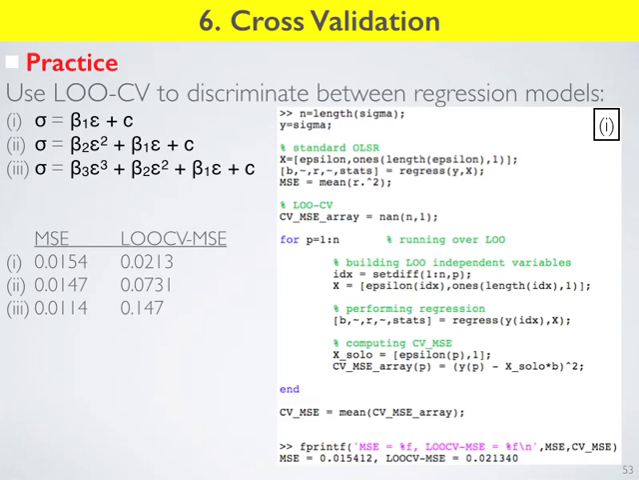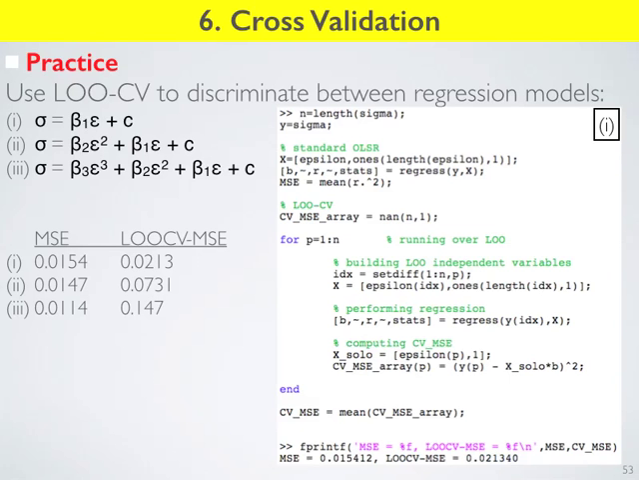So I think you're going to do some cross-validation in your homework also. So you hack this code to do that. But let's do this together on the board. Let's use leave one out cross-validation to discriminate between 3 regression models. So these were the 3 we looked at with the AIC. Let's do some cross-validation to try and discriminate between them.